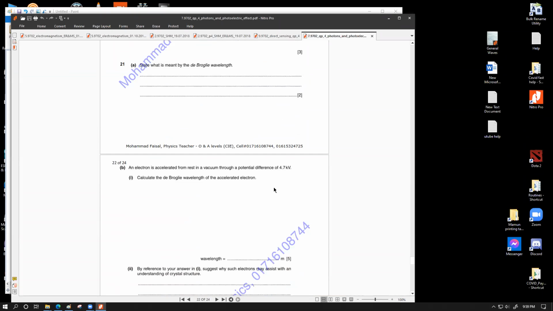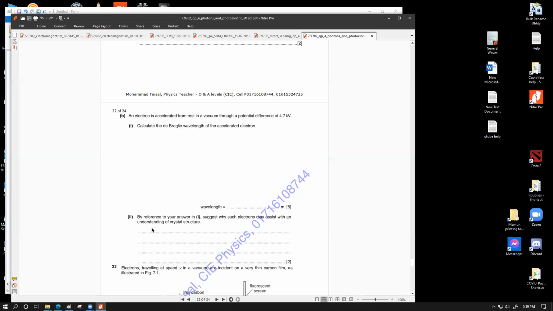So what is meant by the de Broglie wavelength definition? An electron is accelerated from rest in a vacuum through a potential difference of 4.7 kilovolt. Calculate the de Broglie wavelength of the accelerated electron. Sir, I have done this B2. By reference to your answer in one, say why such electrons may assist with an understanding of crystal structure.